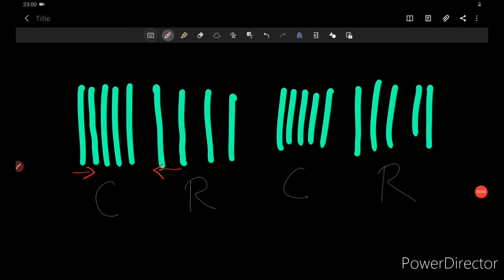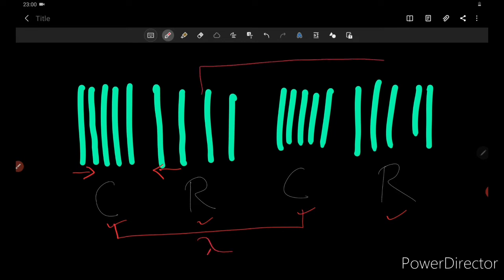We have come to the longitudinal wave. These are the compressions, and these are the rarefactions. So the distance between two consecutive compressions is the wavelength of this particular wave, or the distance between two consecutive rarefactions can also be considered as a wavelength, whose SI unit is meter. So I hope you have understood the wavelength.